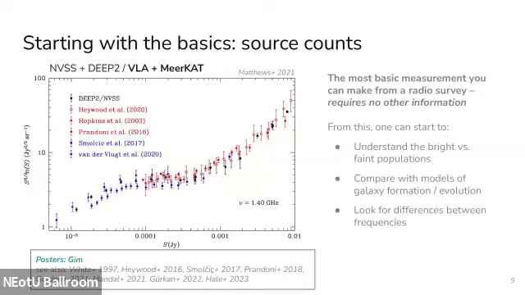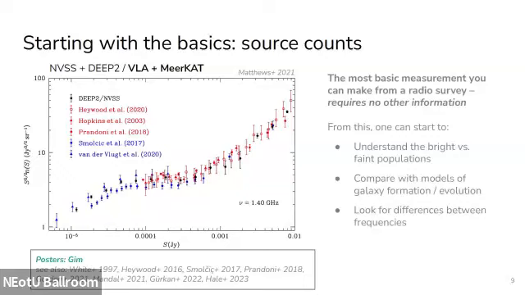like this example because it's combining precursors to both the ngVLA and the SKA, so using VLA and MeerKAT, combining the NVSS and DEEP2 fields to get source counts across a very large range of flux densities. So this is the most basic thing you can do, and as Alison described on Tuesday, you can start to compare your source counts with models of galaxy formation and evolution and really understand the bright and the faint populations.